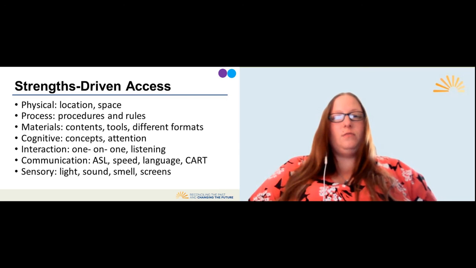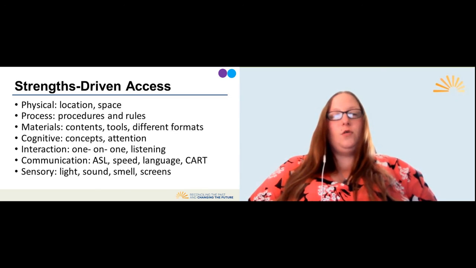And so basically this slide is explaining the accessibility that needs to be considered for the whole team.